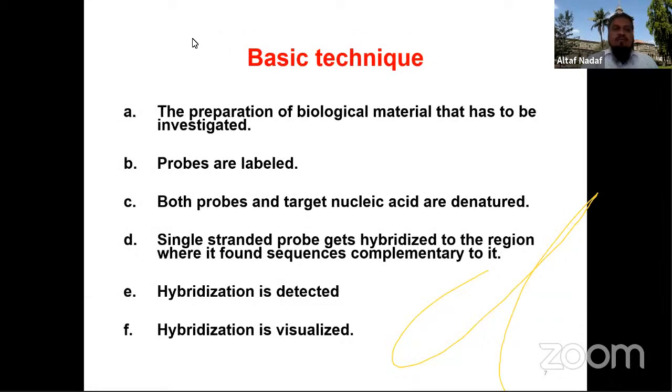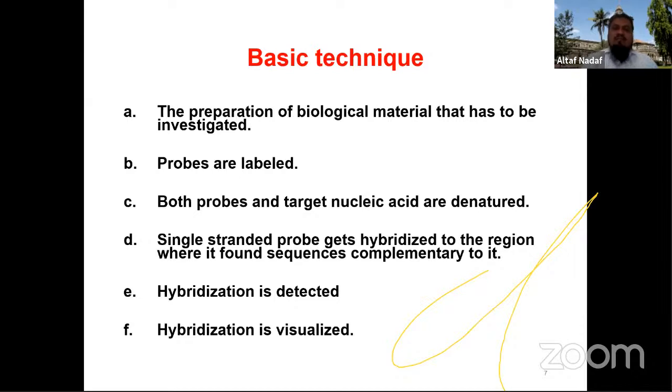So, what is the basic technique? First, you have to prepare the biological material of your interest. Second, the probes, which we are going to see in detail in the following slides. Basically, a probe is a complementary sequence or region to the DNA or chromosome region of the plant species of interest. These probes need to be labeled in order to make the binding of the probe and the complementary DNA visualized. Then you denature both the probe and the target nucleic acid, and the single-stranded probe gets hybridized to the region where it finds complementary sequences. Then the hybridization is detected and visualized.